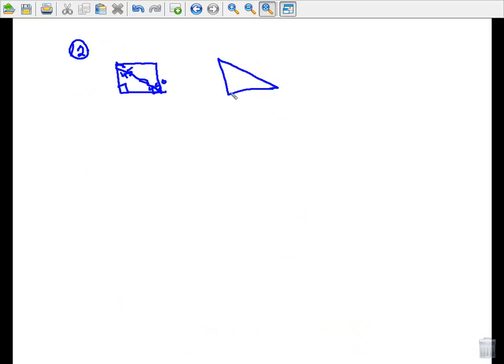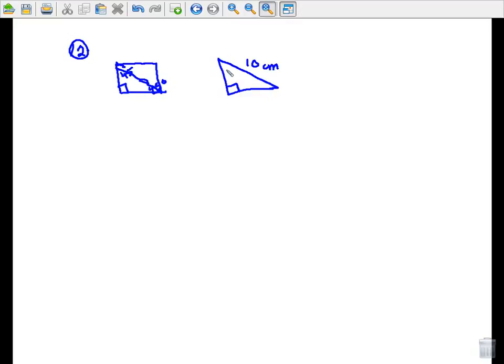I'm going to draw it bigger so you can see it since my other stuff's kind of clammed up over here. What do we know? We know one measurement. What's that? 10. The diagonal, this part right here? Yeah. So if I draw this here, I can label that 10 centimeters.